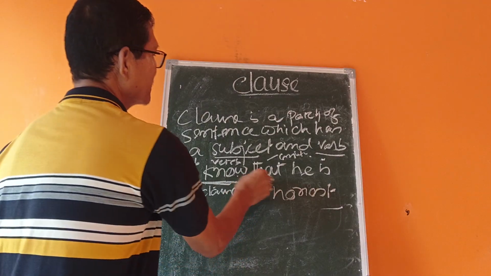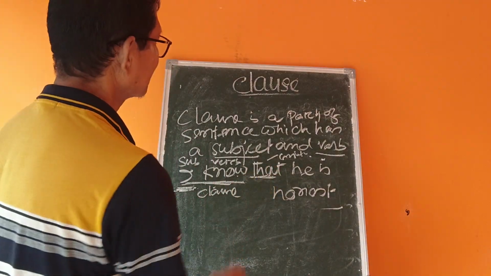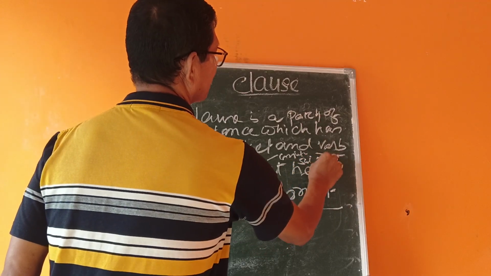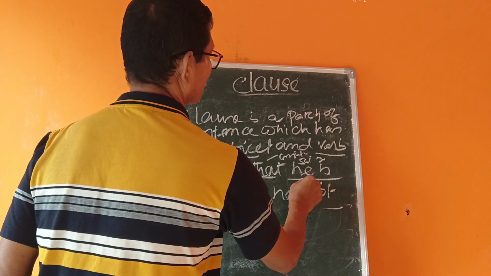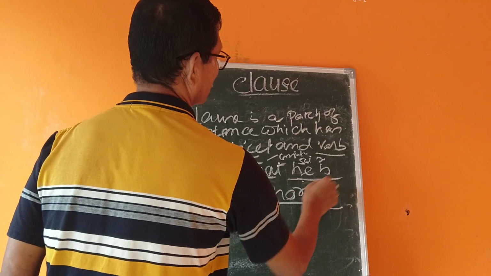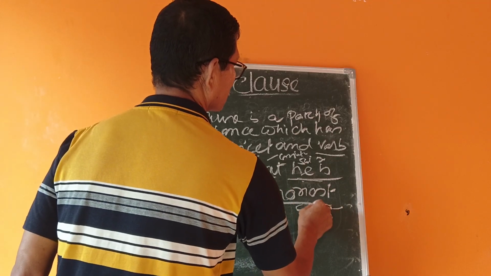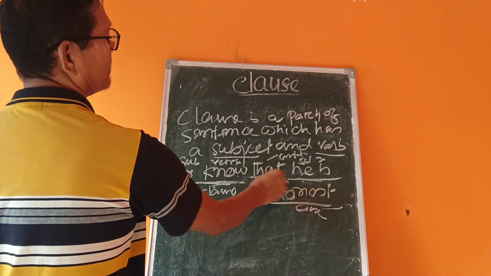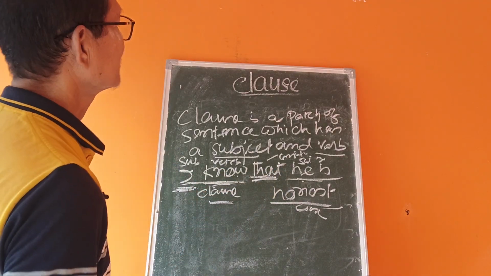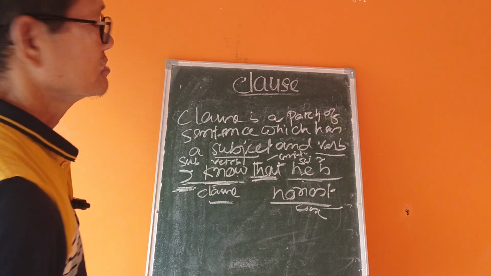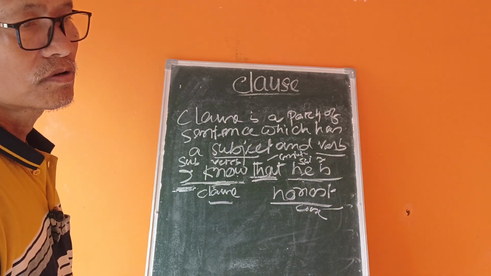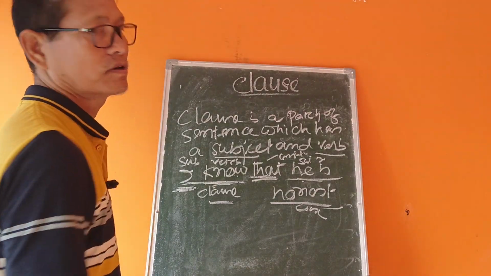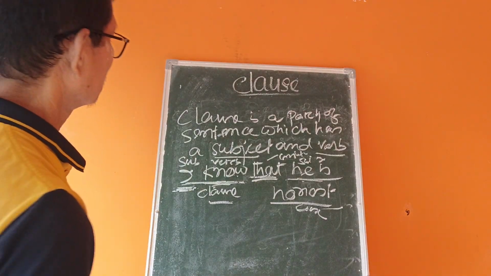Because that is a conjunction, and it connects clauses. It is one clause, and this is a subject and verb. It is also one clause, isn't it? He is honest. It is also a clause, and two clauses are connected by that, isn't it? That's why it is a conjunction. The word used to connect one clause to another clause is called a conjunction. Therefore, you have to know about the conjunction also.